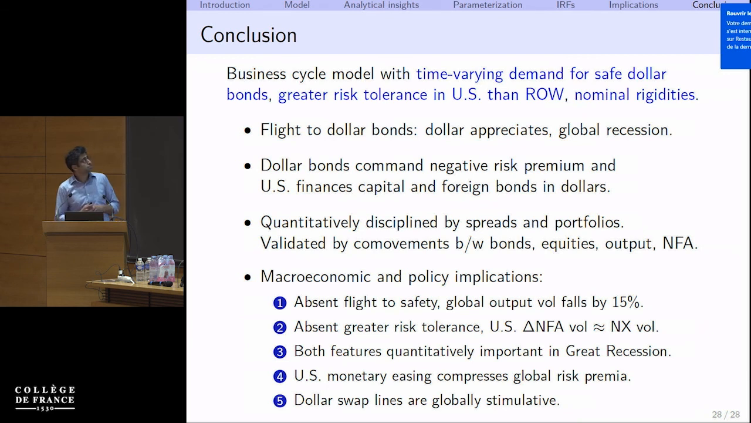Let me conclude. On this paper, we propose a business cycle model with three key ingredients: a time-varying demand for safe dollar bonds, differences in risk-bearing capacity, and nominal frictions. The key mechanism is that a flight to safety generates simultaneously a Keynesian recession and a dollar appreciation. Ex ante, relatively risk-tolerant agents are going to finance themselves in dollars, matching patterns of global portfolios, and the dollar is going to earn a negative risk premium, matching patterns in currency markets. We validate the model with real and financial data and argue that it matters for macro and policy.